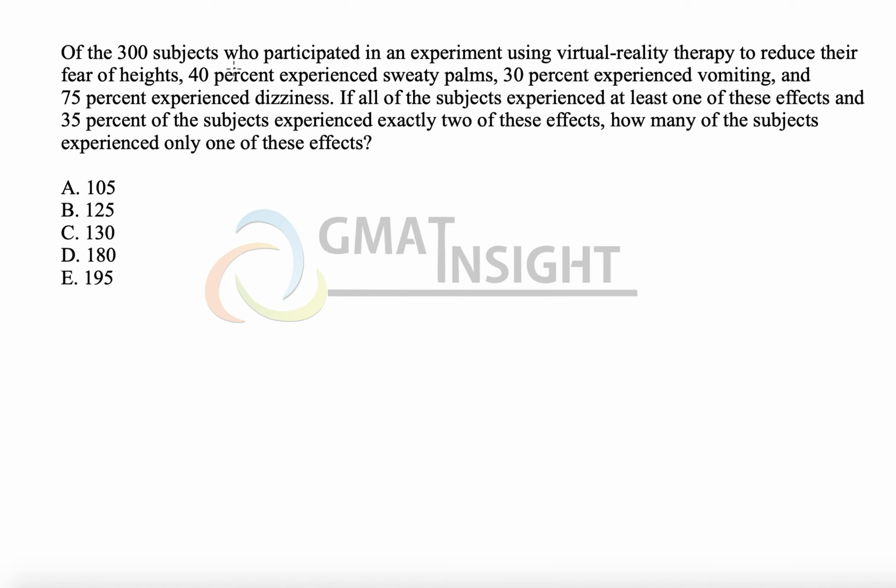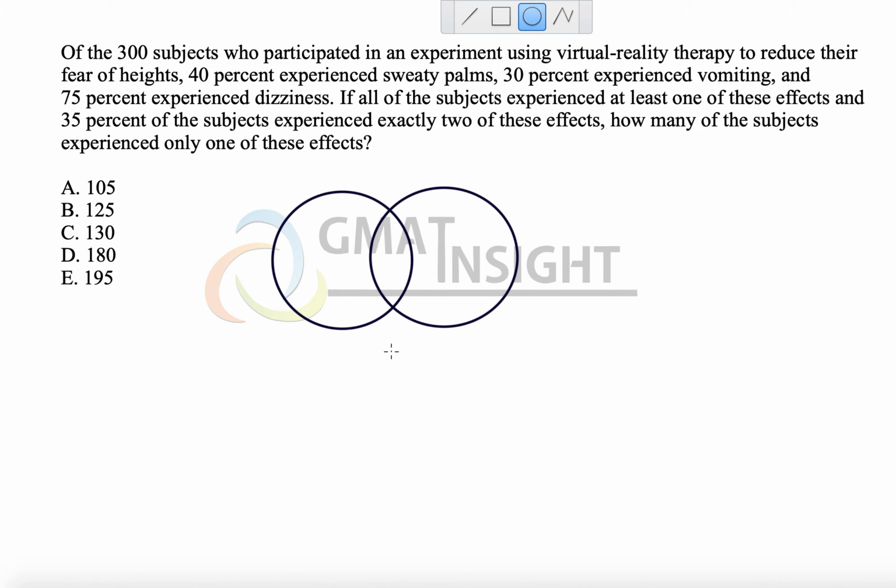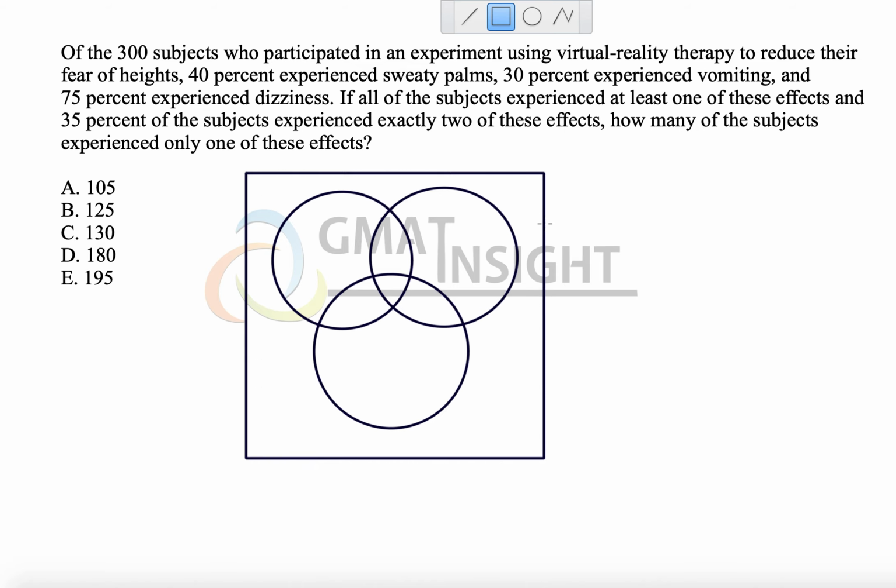Of the 300 subjects who participated in an experiment using virtual reality therapy to reduce their fear of height, 40% experienced sweaty palms, 30% vomiting, and 75% dizziness. So it's clearly a question of overlapping sets. So I'll quickly draw three Venn diagrams here, and we'll start solving the question like we do in case of any question of three sets.